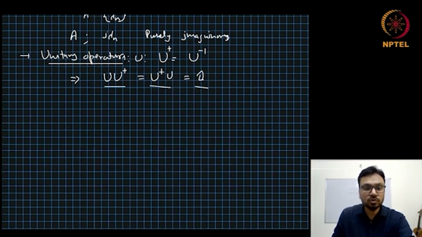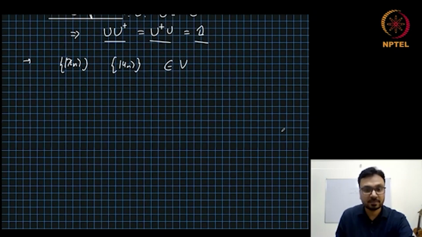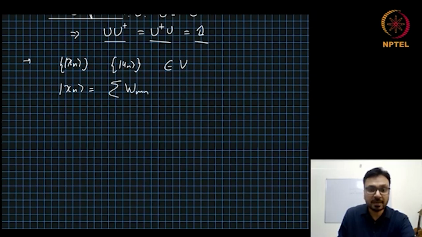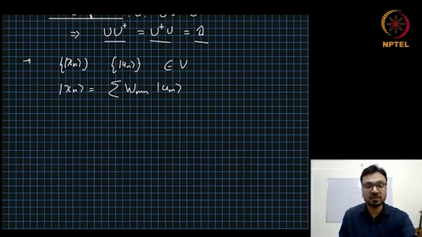Now consider two orthonormal bases. One is chi n and one is u n, in the same vector space V. They are both orthonormal bases. It means we can write chi n as sum over m of w mn u m. We can write the vectors of one orthonormal basis as a superposition of the other orthonormal basis.